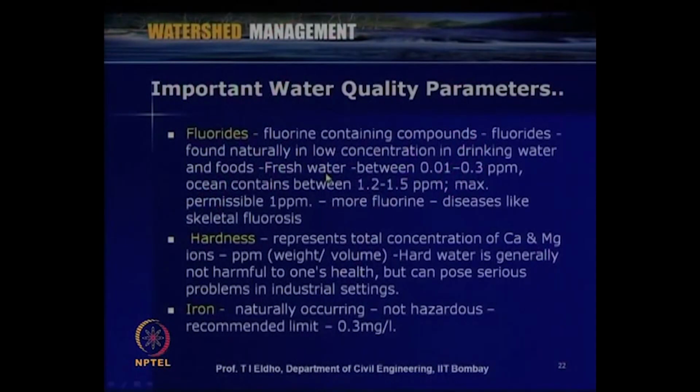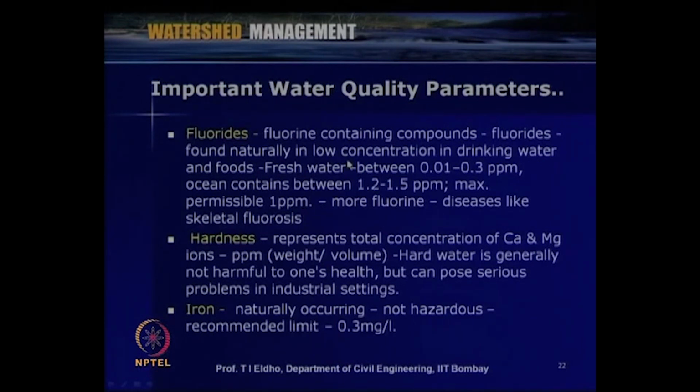So, fluoride mainly occurs in groundwater or some of the other water sources. Fluorides are fluorine-containing compounds found naturally in low concentrations in drinking water and foods. In fresh water it can be between 0.01 to 0.3 ppm, and ocean water contains between 1 to 1.5 ppm. The maximum permissible limit for drinking water is 1 ppm.